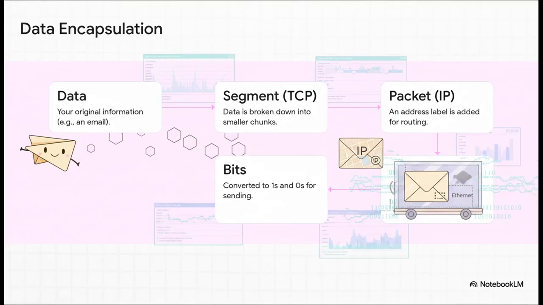Your data goes on this little journey called encapsulation. It starts out as just data, right? Then it gets broken down into smaller segments. Each segment gets wrapped in a packet with an IP address, kind of like putting a letter in an envelope for the internet. That packet then gets prepared for local delivery before finally being converted into bits, the ones and zeros that are actually sent over the network. By the way, if you've ever used a tool like Wireshark, this is the exact process you're seeing in action.